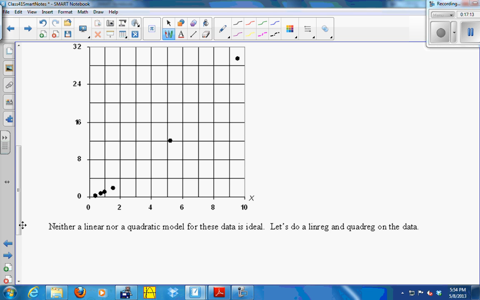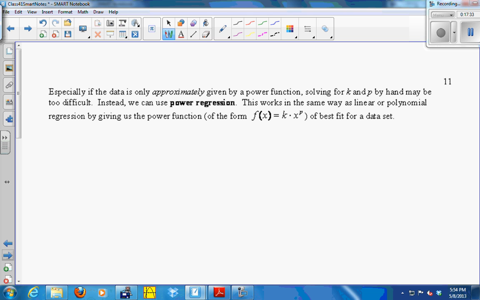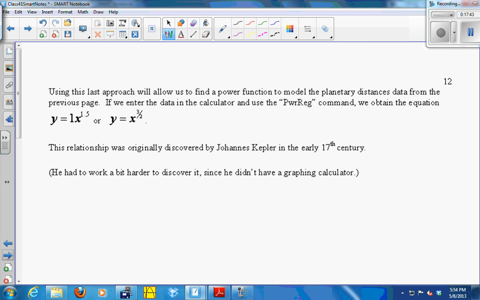A line doesn't quite fit. A quadratic is a good fit, but it's not perfect. So if we do linreg and quadreg, roughly speaking, the linear function is too slow and the quadratic function is too fast. So we can do a power regression. In your calculator, one of the options is power reg. And it turns out that that is the best fit. It allows us to find a power function to model the planetary distances.